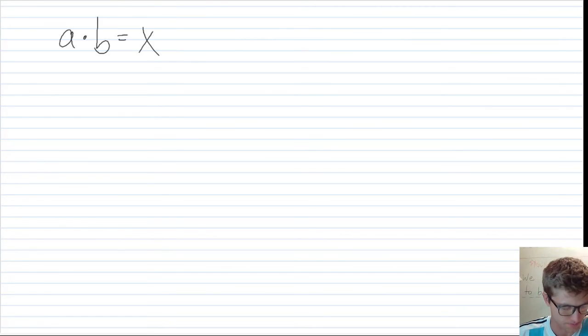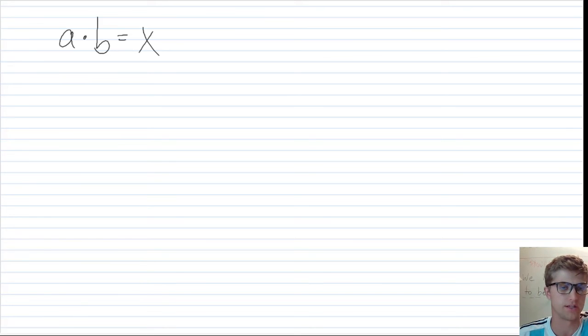Let's do number 4. The product of two numbers is x. So product means we're multiplying. Product of two numbers. We don't know what those numbers are, so let's use a and b. Product means they're multiplying. The product of these two numbers is x. Okay? One of the numbers is 10. What is the other number?